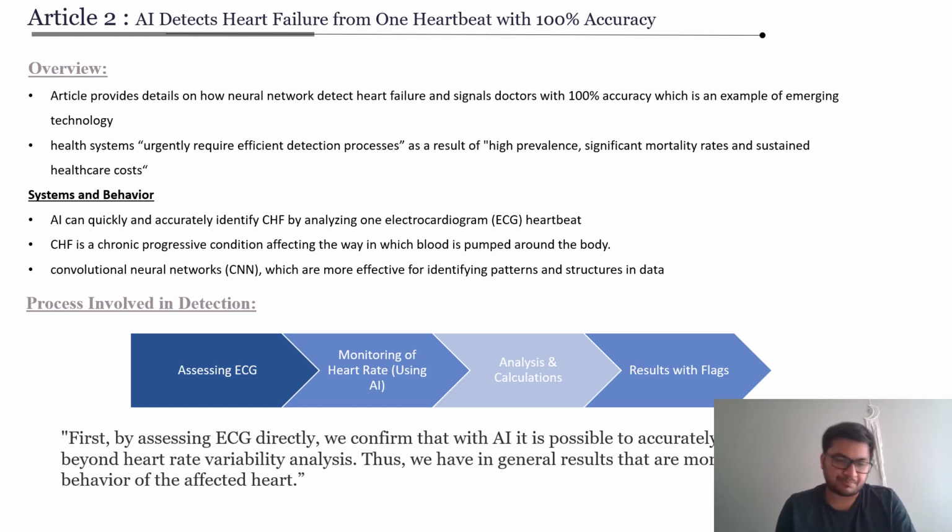And the third point, convolutional neural network, CNN, which is the more effective form for identifying patterns and structures in the data. The process involved in the detection of heart failure is assessing the ECG, monitoring of heart rate using artificial intelligence, analysis and calculations, and result with flags. All of this process is algorithmically used and collaborated, and it is combined into a device, a microcontroller, and the solution is made basically.